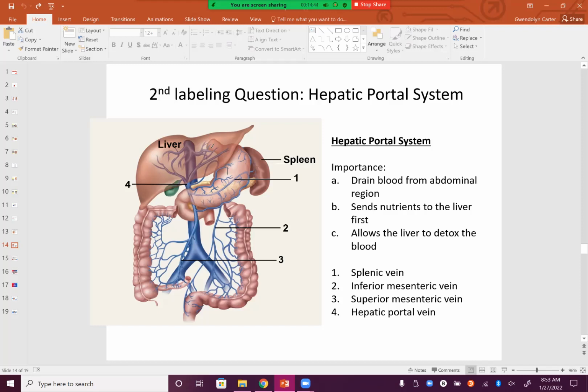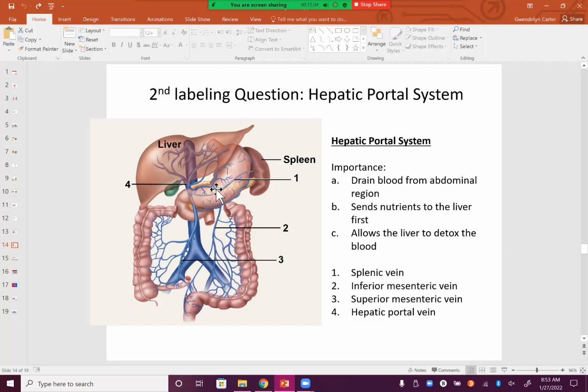Number 2, sends nutrients to the liver first. Our liver stores some of those nutrients that we got from the food we ate. From the stomach, from the small intestines that are not pictured here, those nutrients are all going to go to the liver. That way the liver can store them first. And then lastly, allows the liver to detox the blood.